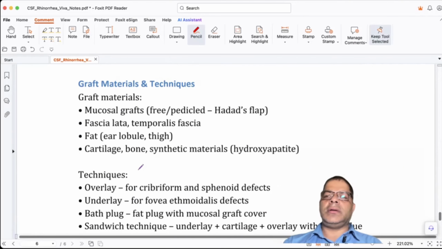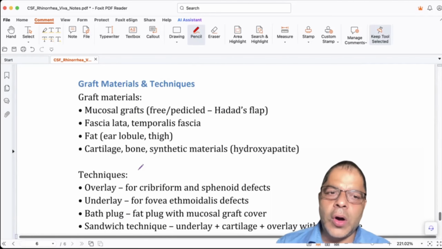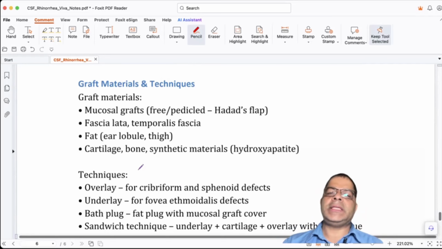So what is the way you have to repair the CSF leak? Take some nasal tissue. I think I need a strong base, so fascia lata is more preferred. If the defect is small, 1 to 2 millimeter perforation, use ear lobule or thigh fat. Cartilage and synthetic materials, I am not interested in that.